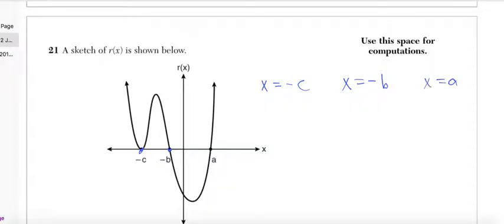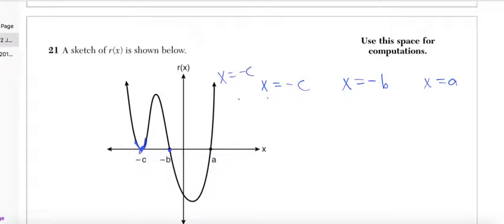Now what you have to be careful of, guys, is there's 1, 2, 3 turning points, so it's a degree 4 polynomial, which means we should have 4 zeros. If you see here, negative c is one of the turning points. When that happens, there are 2 roots. This has a multiplicity of 2. So we have negative c twice.